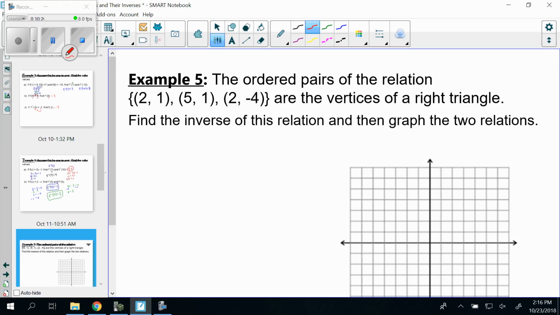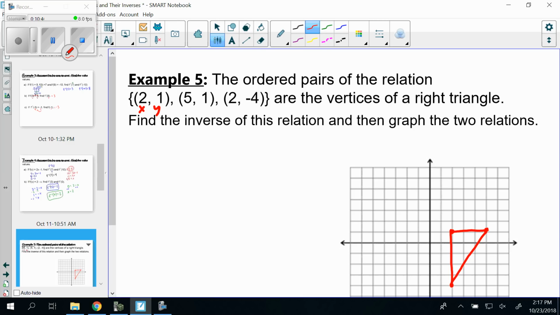Okay, (2, 1). Remember, that's an x and a y value. So (2, 1) is right here. (5, 1) is right there, and (2, -4) is right there. So if we connect those, it forms a nice little right triangle here.